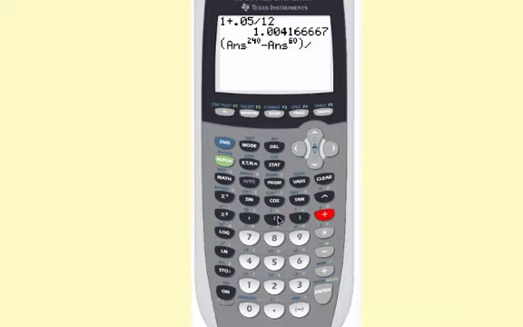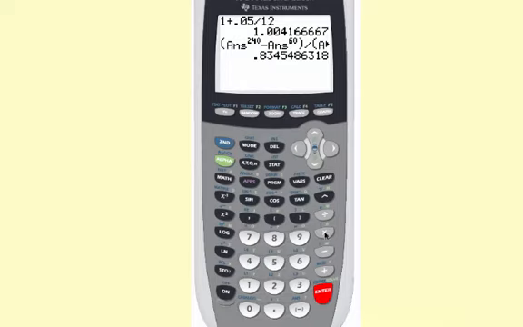Then divided by that 1 plus R over N ratio again, to the 240, minus 1. Okay, so that's that whole amount inside the big brackets. It's 0.8345 and so on.